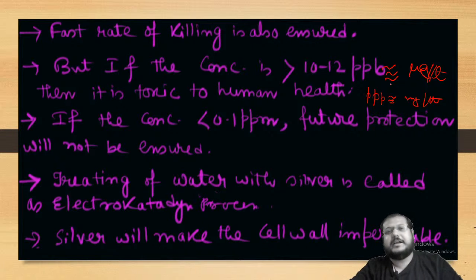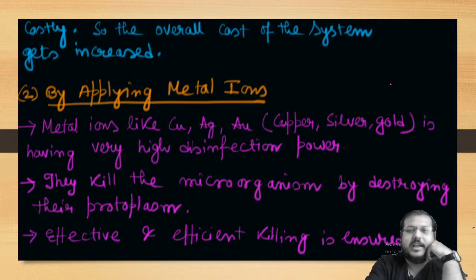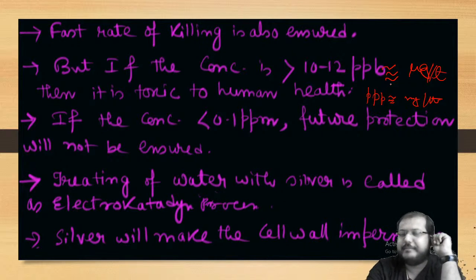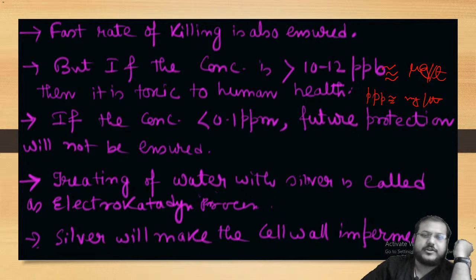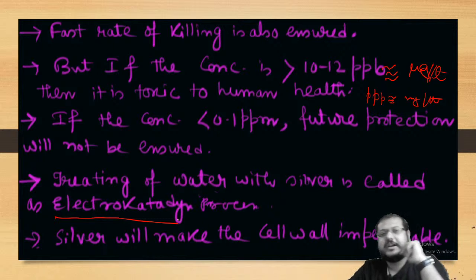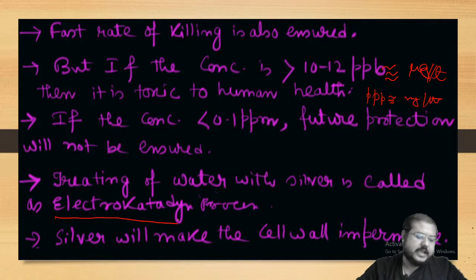Generally they will kill by destroying the protoplasm, but if you are applying silver, it will make the cell wall impermeable. And treating of water with silver is called the electrocatadyn process.